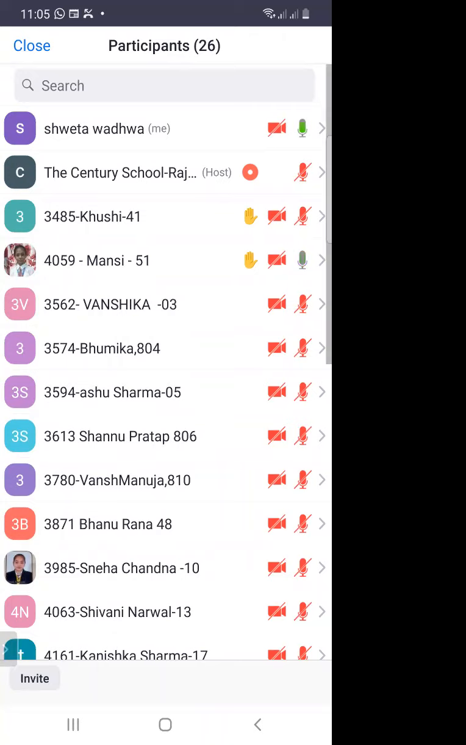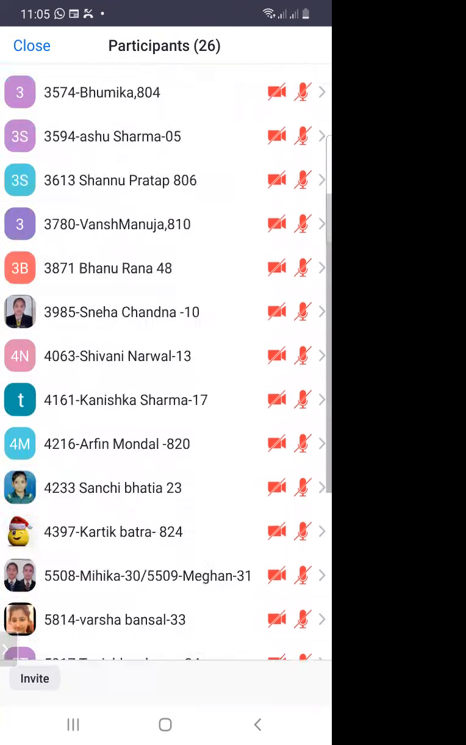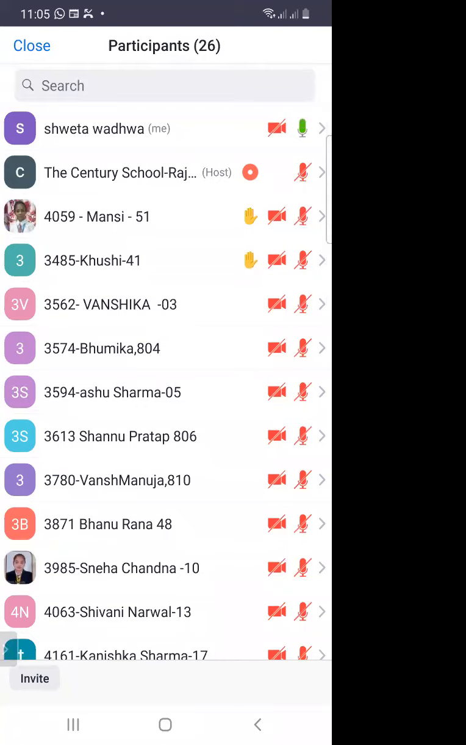Very good. And what is the full form of petroleum? Raise your hands. Mansi, roll number 51. Ma'am, the full form of petroleum is petra, which means rock, and oleum, which means oil.